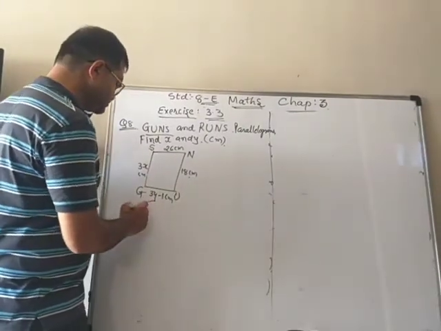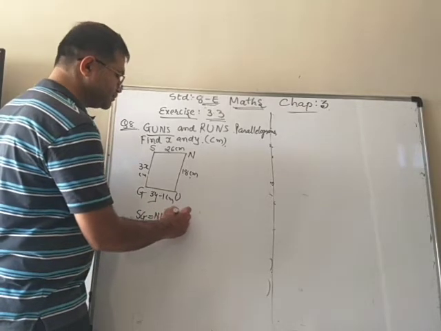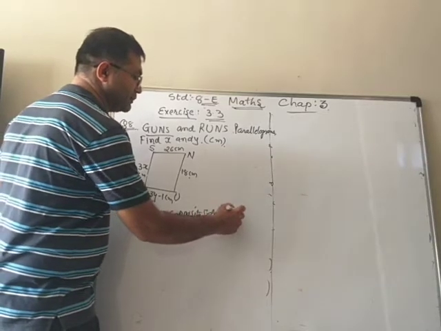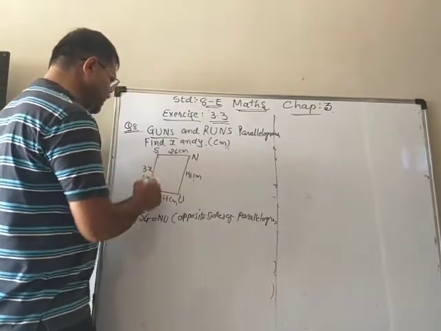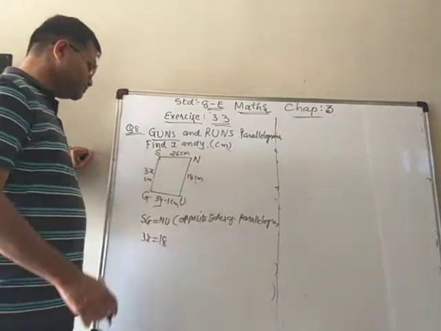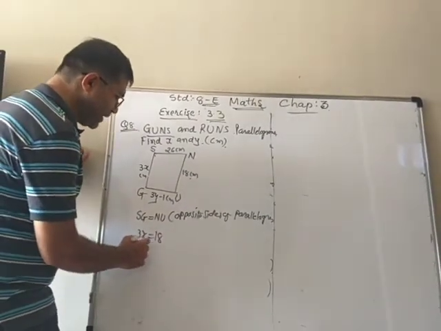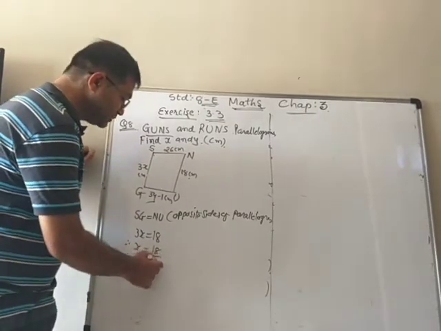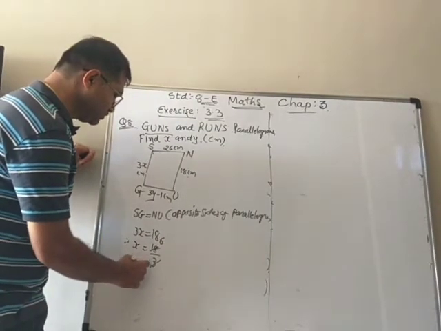So now we can write down SG is equal to NU. Why? Opposite sides of a parallelogram. It means that SG, 3x, is equal to 18. So now chapter 2, linear equation, very simple. So x is equal to 18 divided by 3. So 3, 6 is 18. So x is equal to 6.